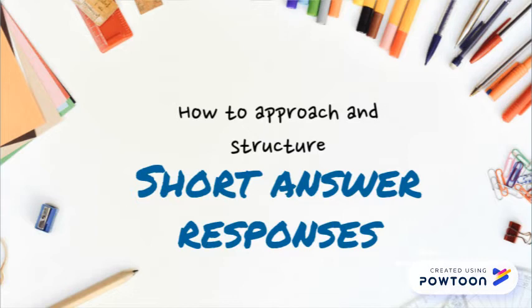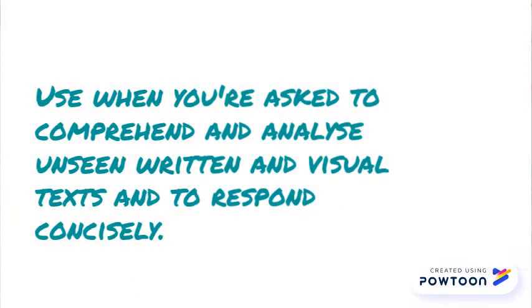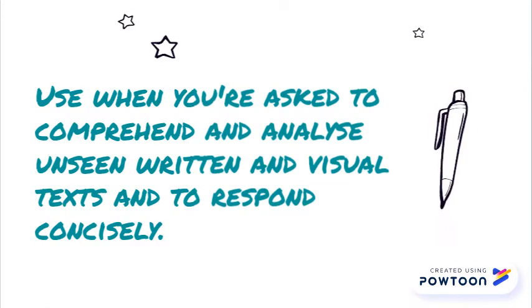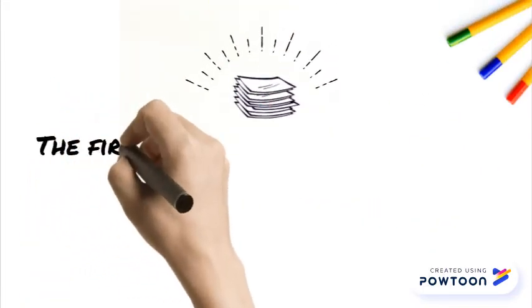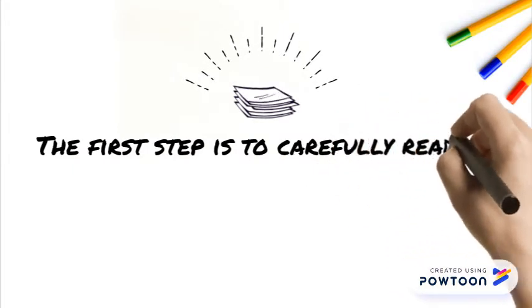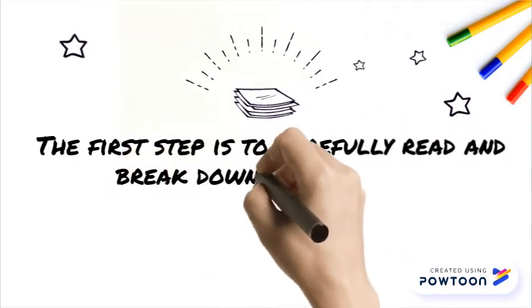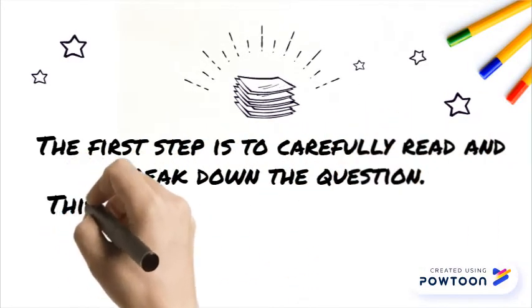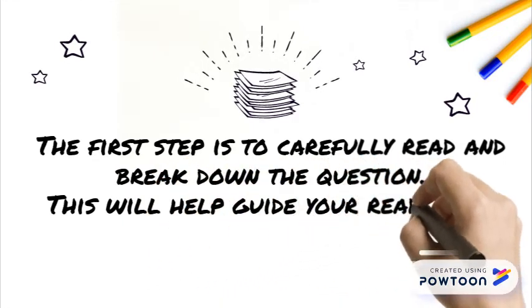This type of response is suitable for comprehension assessments, including the comprehending section of English exams, where you'll typically be asked to comprehend and analyse unseen, written and visual texts and to respond concisely. The very first step is to carefully read and break down the question. This will help guide your reading of the text itself.